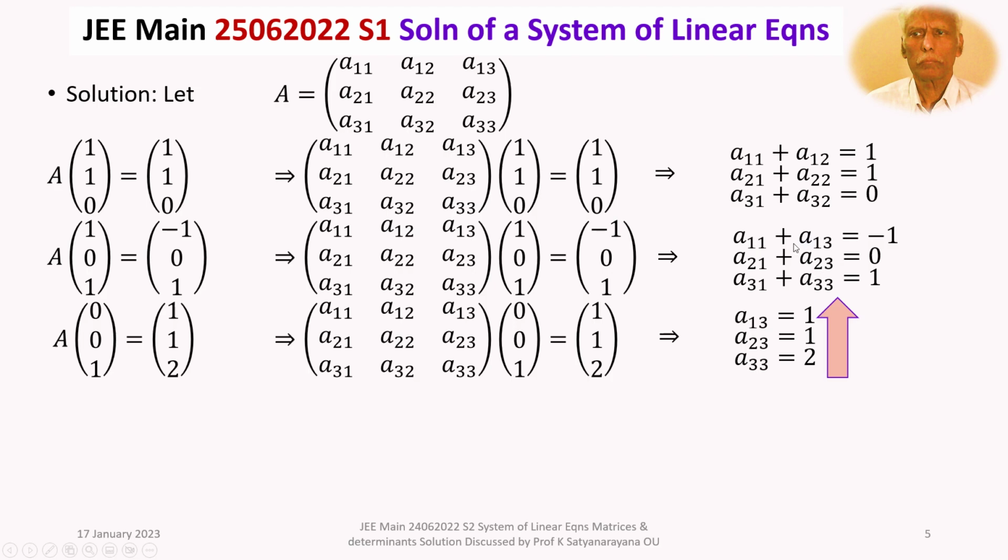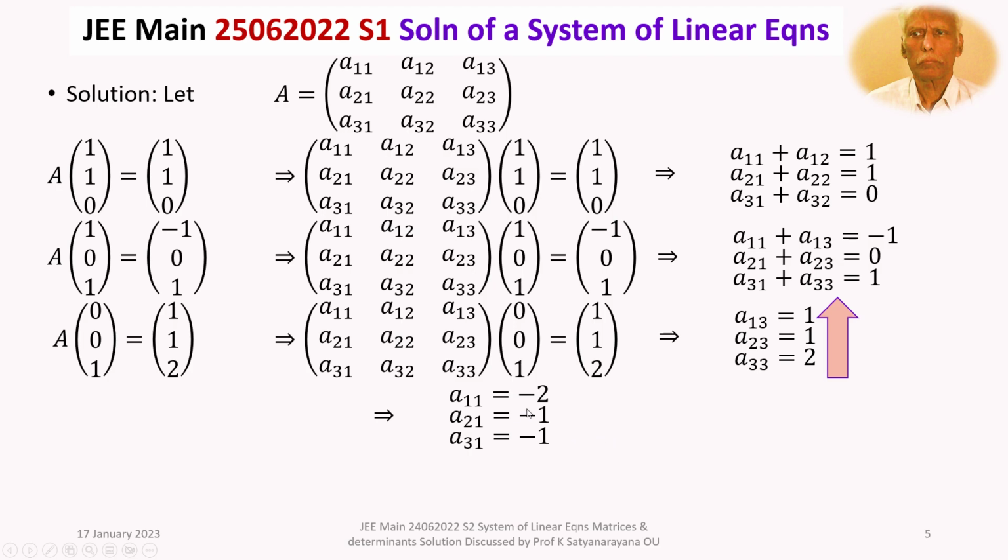A11 plus A13 is 1. That will give A11 equal to minus 2. And A23 is 1, so A21 will be minus 1. A33 is 2, so A31 is minus 1. So that's why we got the entries of the first column of the matrix A.